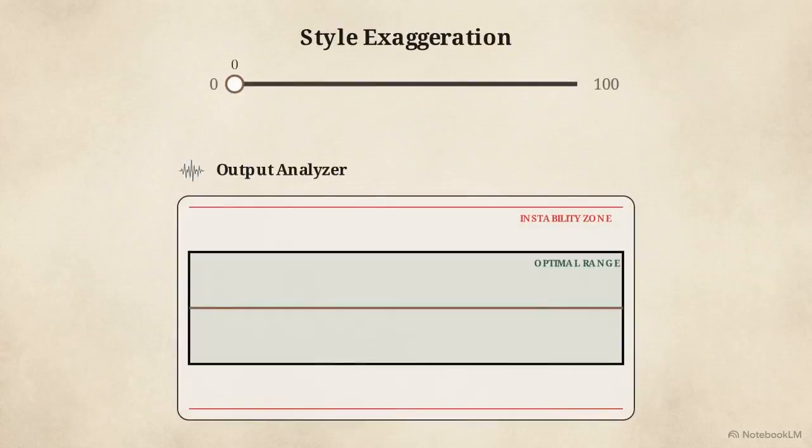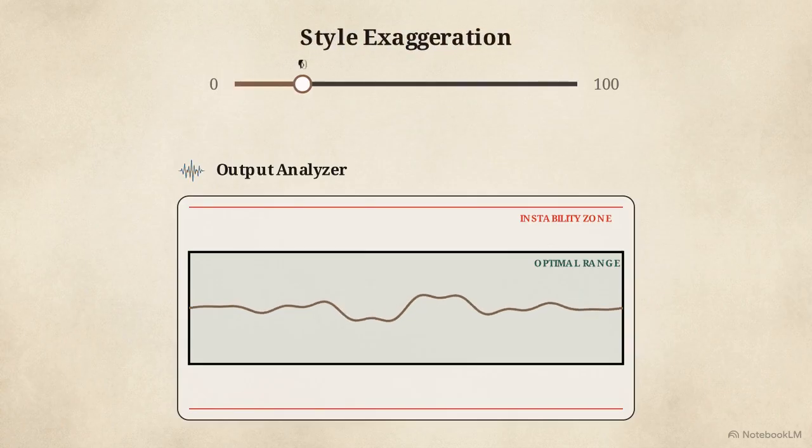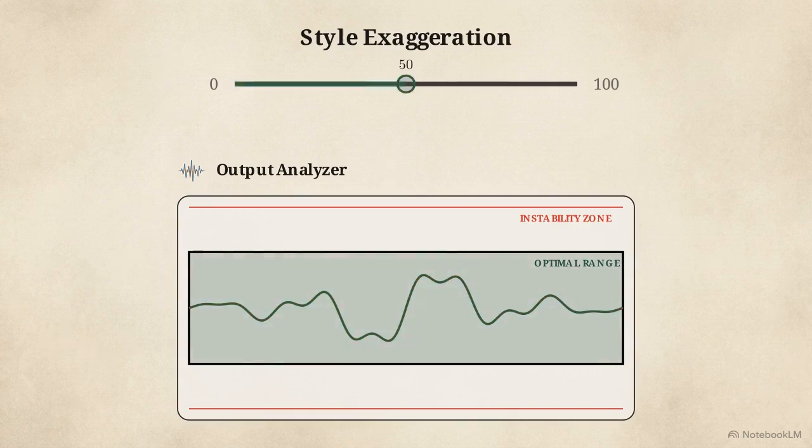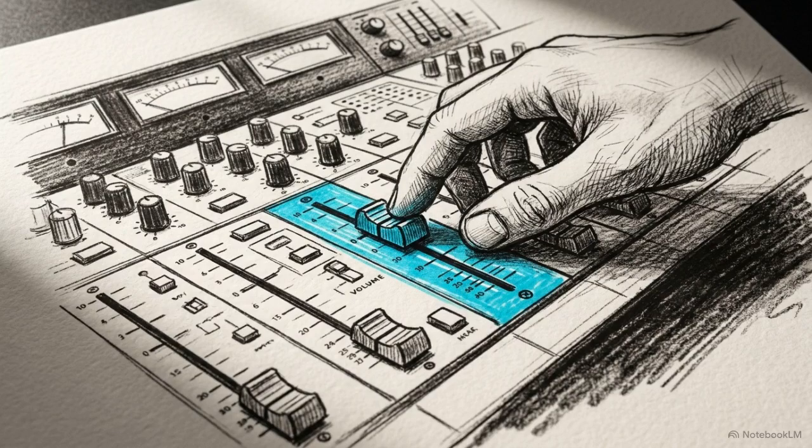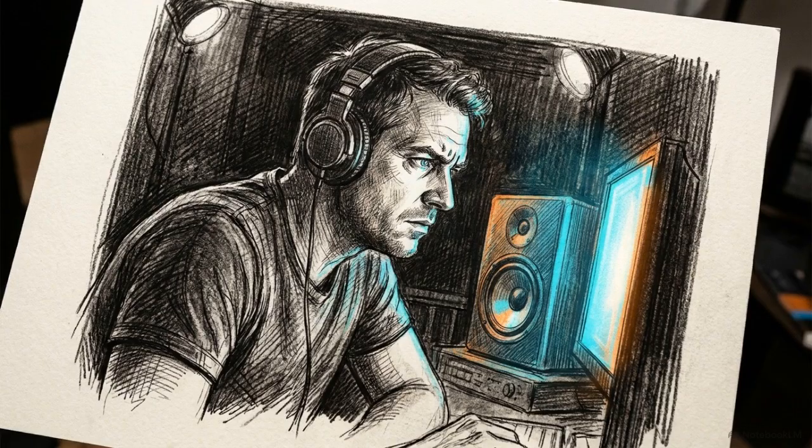Next, adjust your technical parameters. Set the style exaggeration slider to a mid-range level. This adds enough energy to sound human without causing the voice to become erratic or unstable. Directing AI audio is a manual process. You are steering a performance to ensure the output matches your narrative intent.